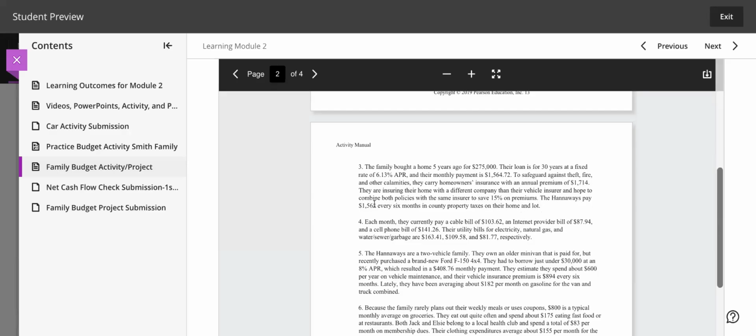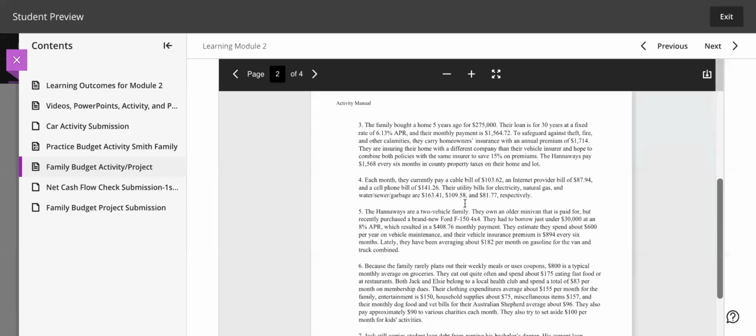The Hanaways pay $1,568 every 6 months. So we're doing a monthly budget, so we're going to need to divide this $1,568 by 6 to put how much they pay in county property taxes.